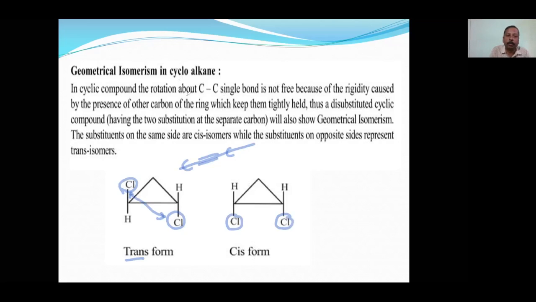In cyclic compounds, rotation about the C-C bond is not free. Because of the presence of the other carbon, there is rigidity. Double bond rigidity I already told you; here, in the cyclo compound, also there is rigidity due to this carbon. So they are tightly held. Therefore, a disubstituted cyclic compound having two substituents on separate carbons will show geometrical isomerism. This is dichloro, that is disubstituted. Substituents on the same side are called cis, on opposite sides are called trans.